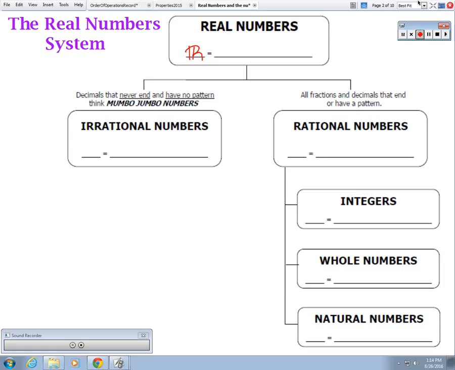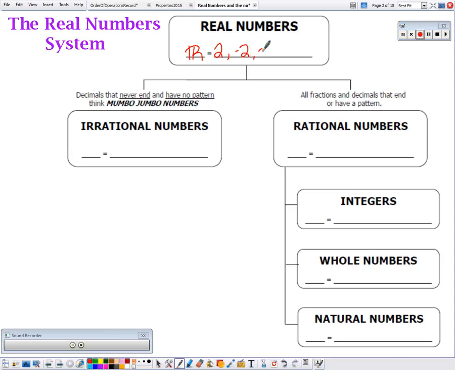What are some examples of real numbers? 2, -2, pi, 5 halves, 2.6. These are all examples of real numbers. Our real numbers are divided into two sets, irrational numbers and rational numbers. I'll talk about irrational numbers first.